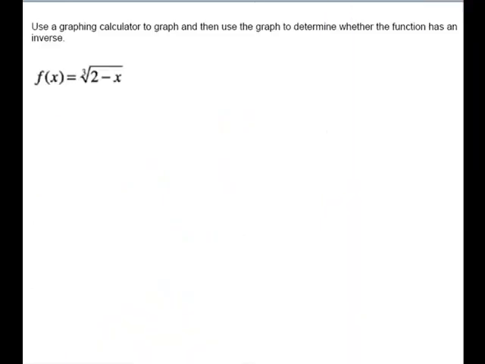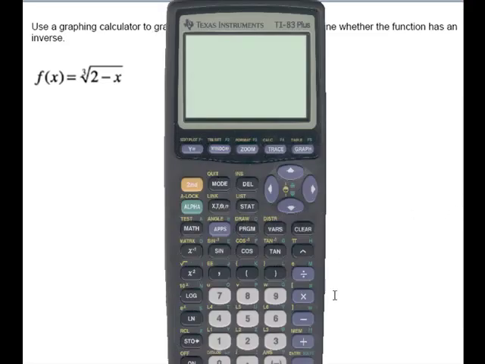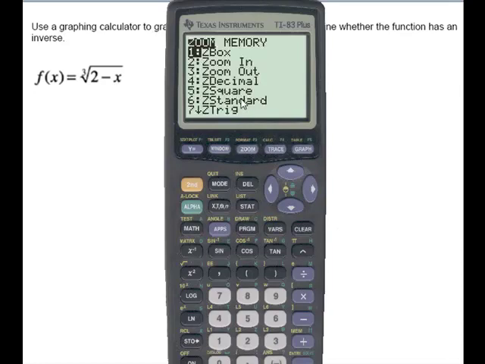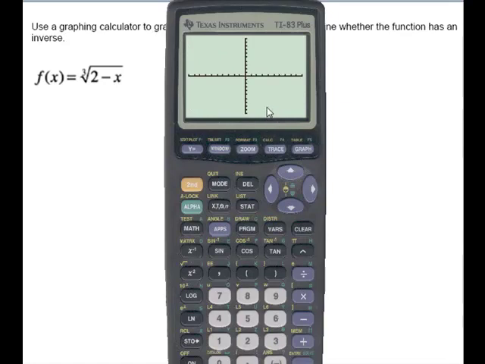Our last problem says use a graphing calculator to graph and then use the graph to determine whether the function has an inverse. So we're going to do this in the graphing calculator. It is a cube root graph, and we are going to use the horizontal line test to see if we think it can have an inverse. All right, so in my graphing calculator, I did set my window back to standard, and you can do that quickly by doing zoom and 6 standard, and it gives you back your standard grid.